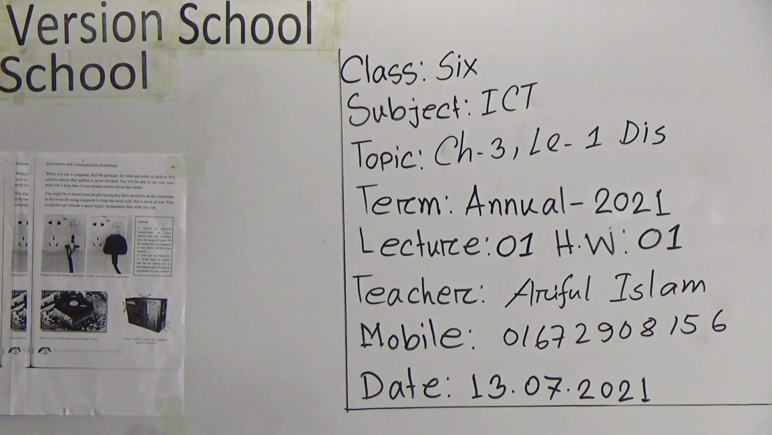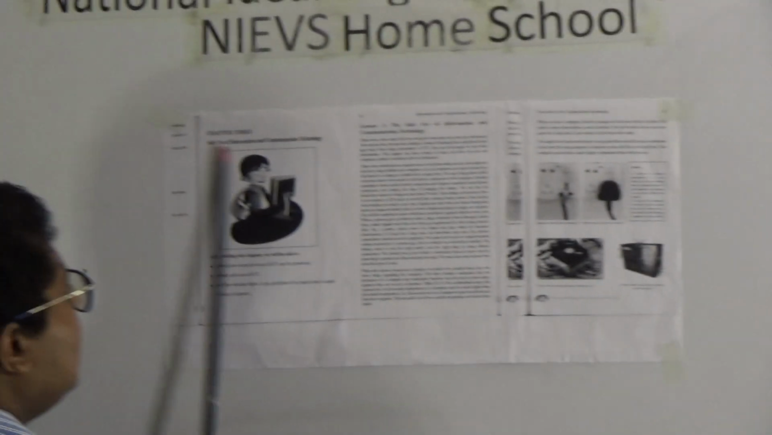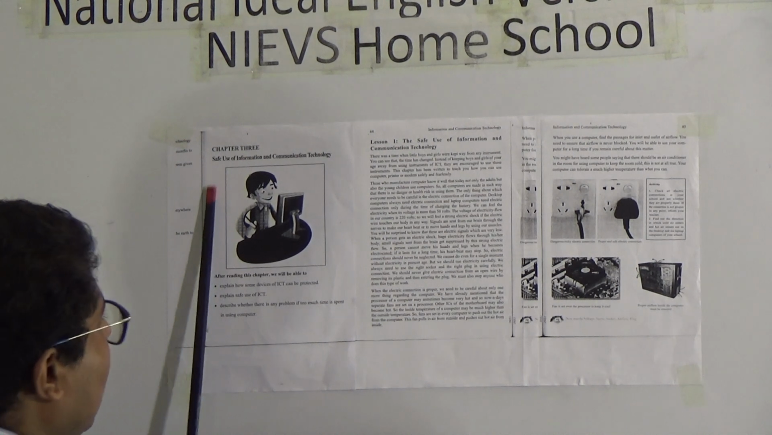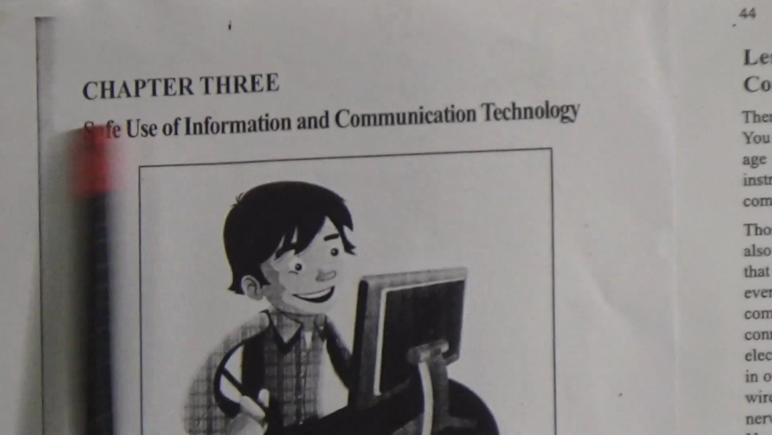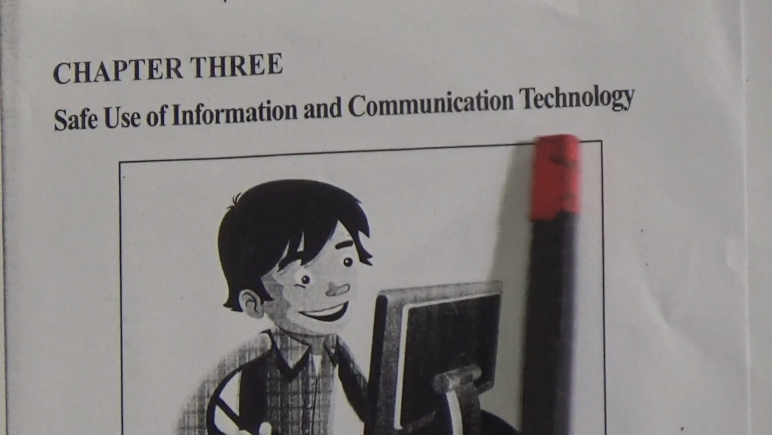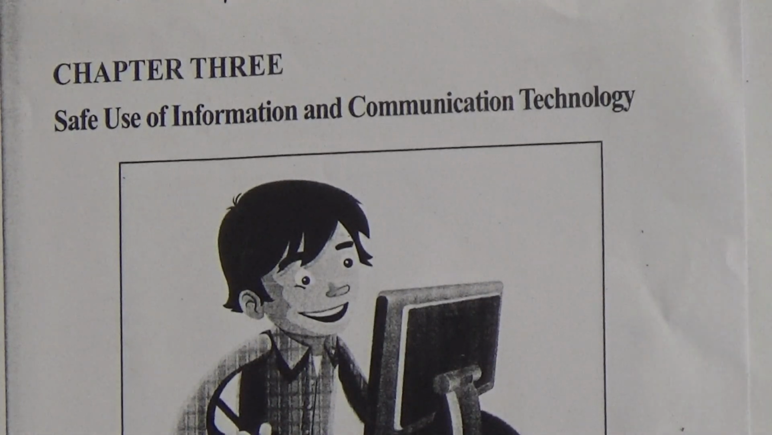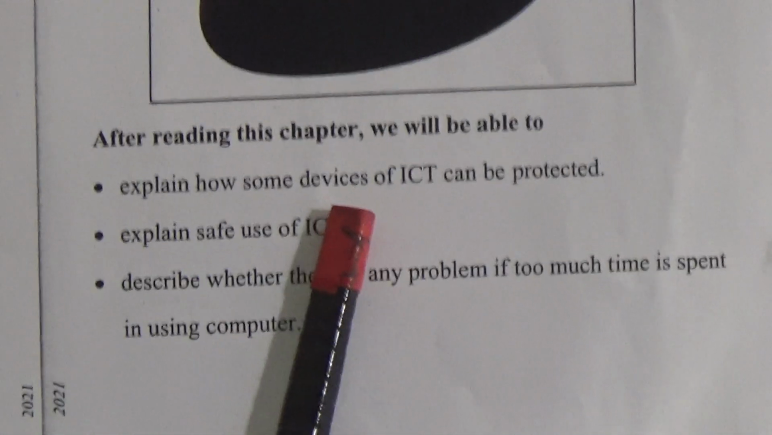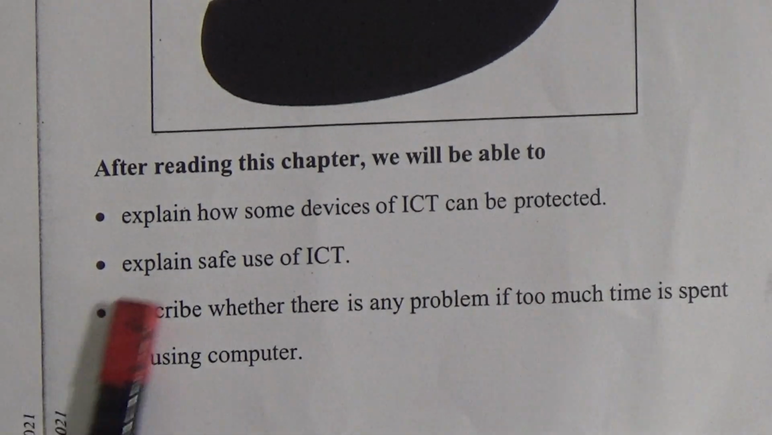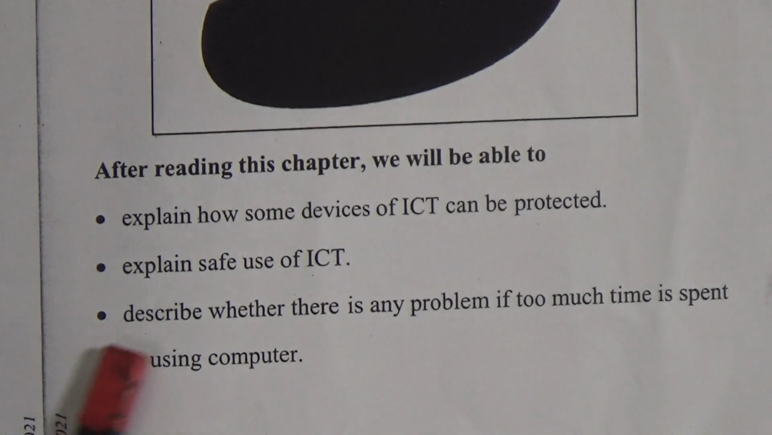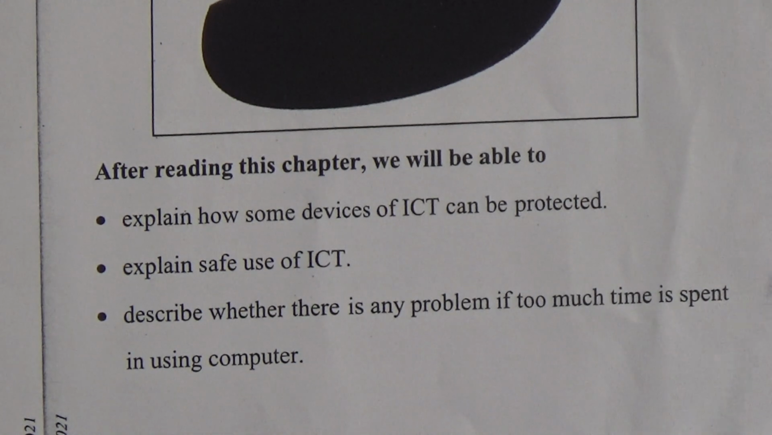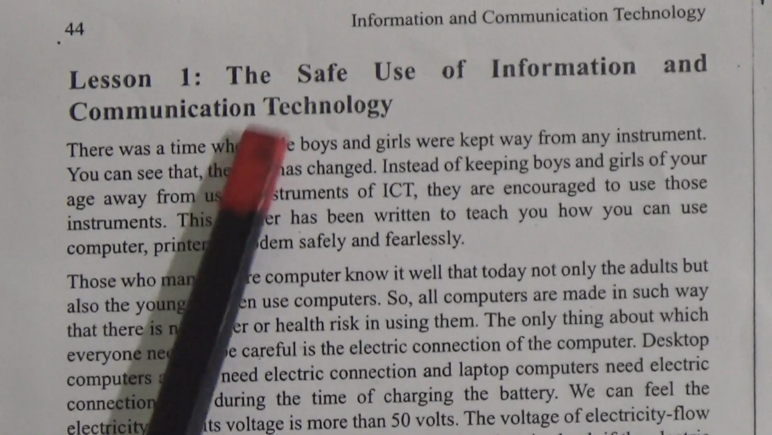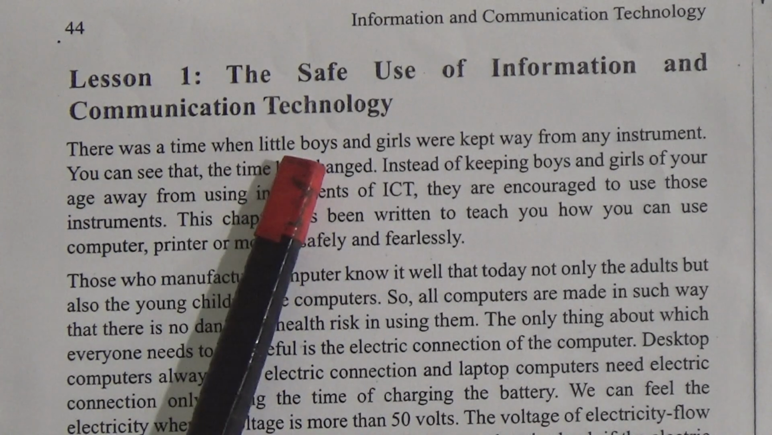So my dear students, open your book and go to chapter 3, lesson 1, and our chapter is Safe Use of Information and Communication Technology. After reading this chapter, we will be able to explain how some devices of ICT can be protected, explain safe use of ICT, describe whether there is any problem if too much time is spent in using computer. So let's go to lesson 1, the safe use of information and communication technology.